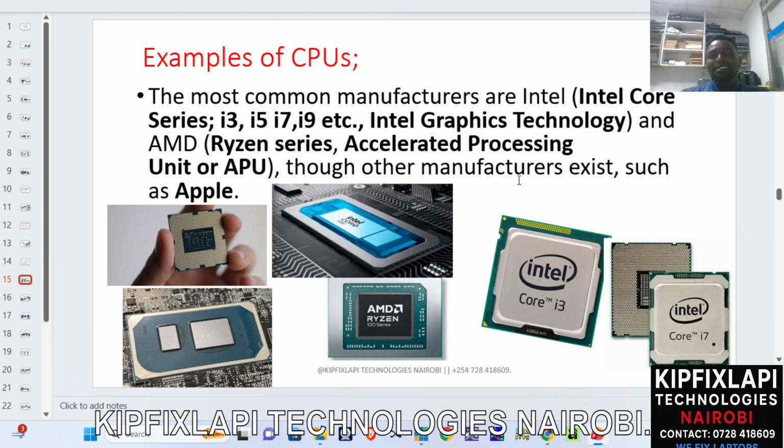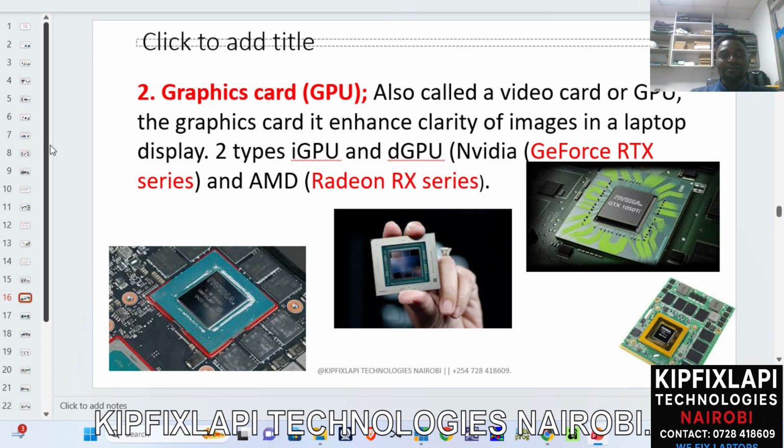Other manufacturers exist, such as the Apple series. Yes, you have other manufacturers for the Apple processors. These are some of the examples of the processors we have in the market. I believe this is the processor for the MacBook. You have AMD Ryzen, and these are the Intel i3, Intel i7, and so on.